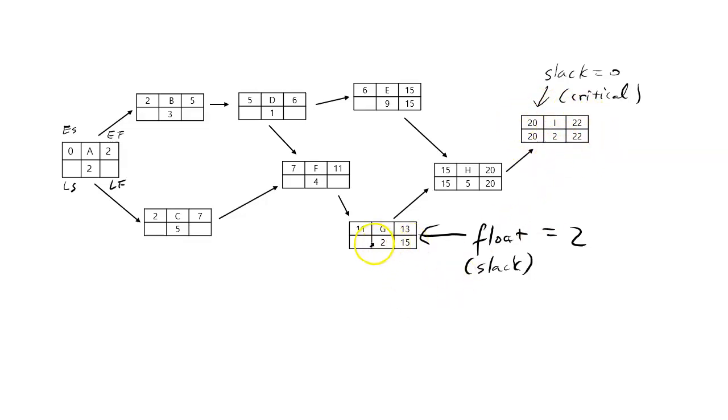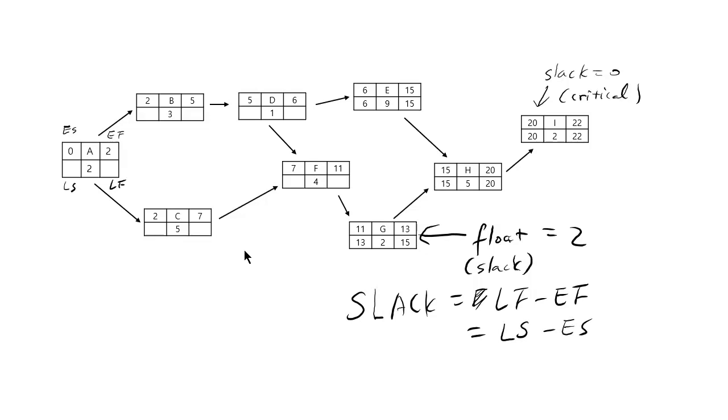Okay. All right. 15 minus 2 is 13. 15 minus 9 is 6. Again, difference between 11 and 13 is 2. So you can say that the slack is equal to late finish minus early finish, or you can also write it as late start minus early start. So this is late start and this is early start. The difference between LS and ES is the same thing as the difference between LF and EF. They're both 2, so you can calculate slack in either way.